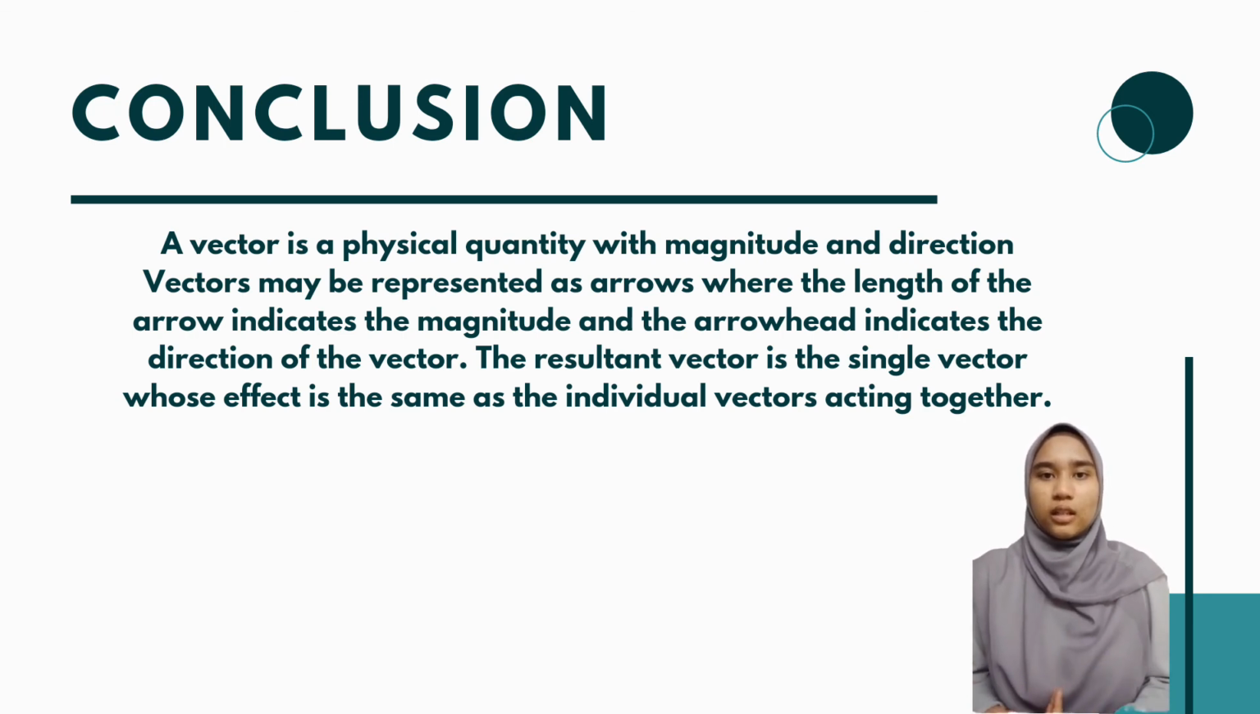The resultant vector is the single vector whose effect is the same as the individual vectors acting together, and it is found by adding component vectors one after another or by a parallelogram method in a circle diagram.